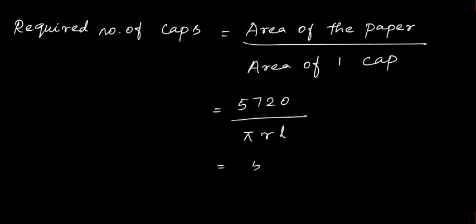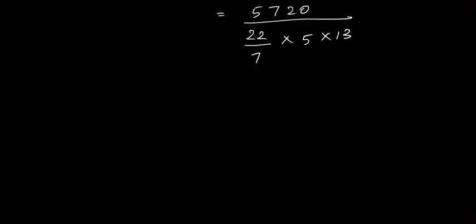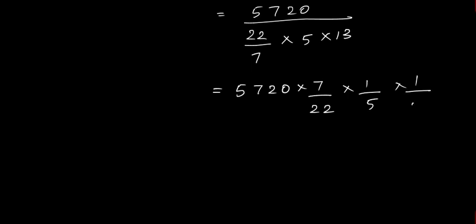So we get 5720 divided by pi value is 22 divided by 7, r value is 5, L value we just now got, that is 13. So simplifying this, we get 5720 into 7 divided by 22 into 1 by 5 into 1 divided by 13.